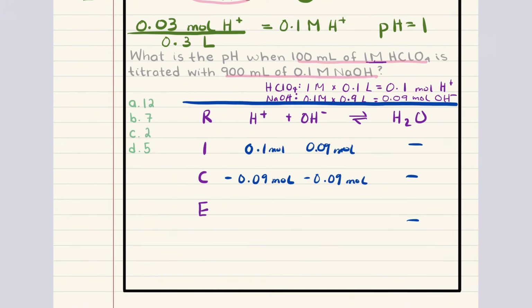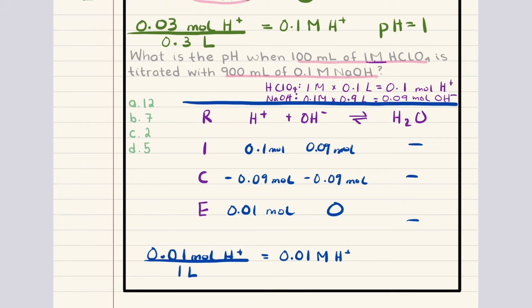Then at the equilibrium line, we're going to be left with 0.01 moles of hydrogen ions and 0 moles of hydroxide ions. Next, we're going to want to convert to concentration using the total volume, which is 100 milliliters plus 900 milliliters. That's a total of 1,000 milliliters or 1 liter. That gives us that the hydrogen ion concentration is equal to 0.01 moles divided by 1 liter, and that is equal to 0.01 molar. Finally, we can calculate the pH. The pH is equal to the negative log of 0.01, and that is equal to 2. That also checks out conceptually. A slight excess of strong acid should leave us acidic near pH 2.